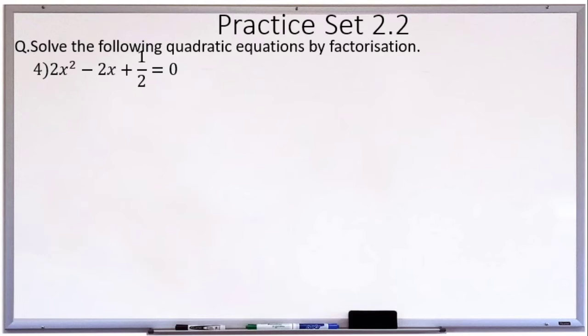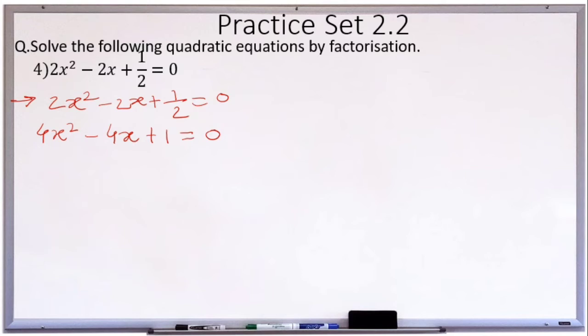Question number 4 is 2x square minus 2x plus 1 upon 2 equal to 0. First writing it, 2x square minus 2x plus 1 upon 2 is equal to 0. Now to vanish this third term, the denominator 2, we multiply this given equation throughout by 2. So multiplying the given equation by 2, we get 4x square minus 4x plus 1 is equal to 2 into 0 is 0. So now our equation is 4x square minus 4x plus 1.